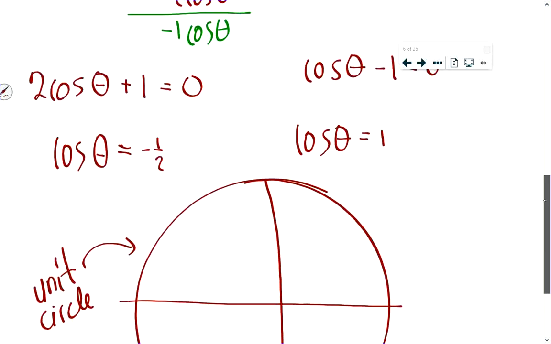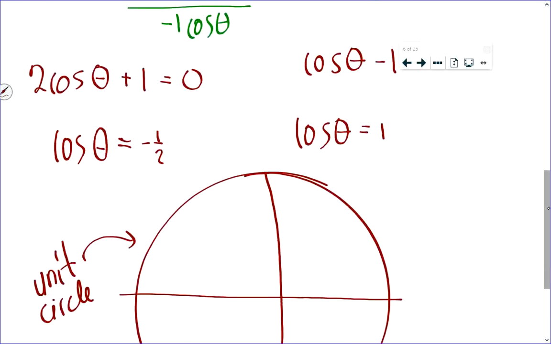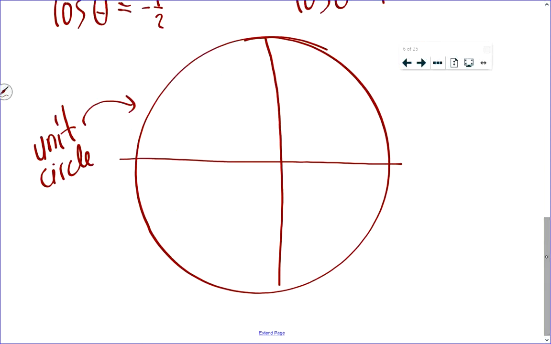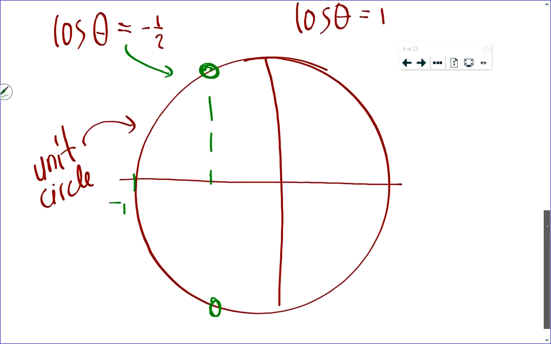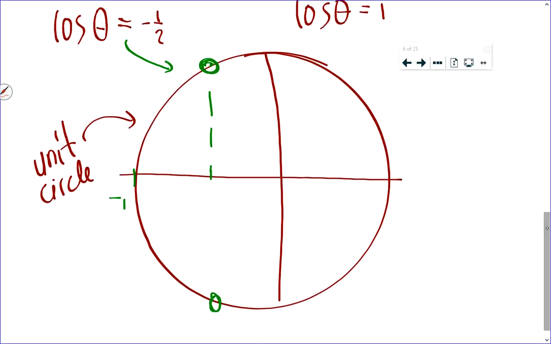But here you might want to say on the unit circle, the cosine of an angle is the x-coordinate. So if this is -1, this is -1/2, we're dealing with this position and this position. For that, where is cosine equal to 1? Only in this position. So what are your solutions? And we wanted a general solution.